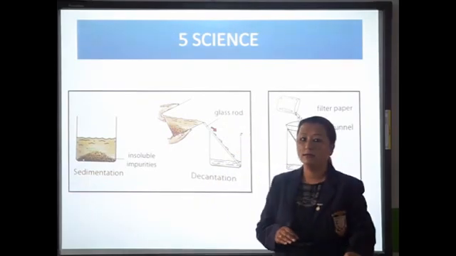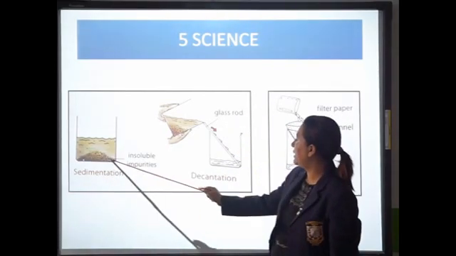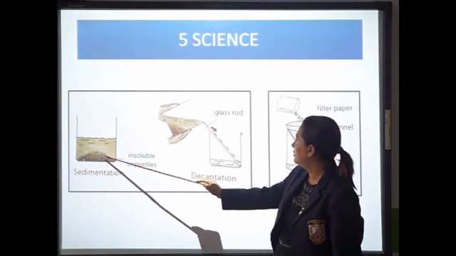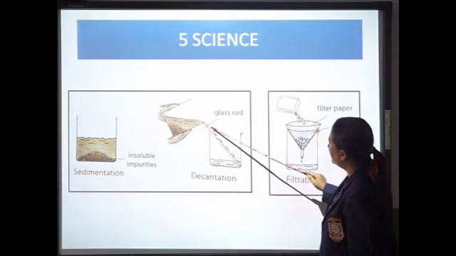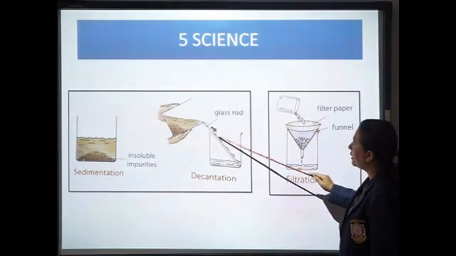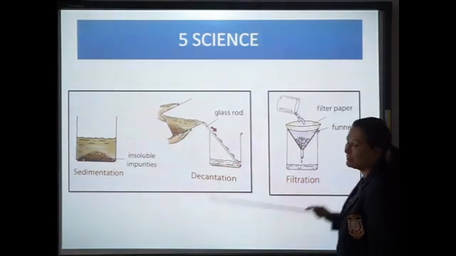You can see the picture over here. So these are insoluble impurities. So this is the glass rod. So we can pour the pure water to another container and it becomes decantation.